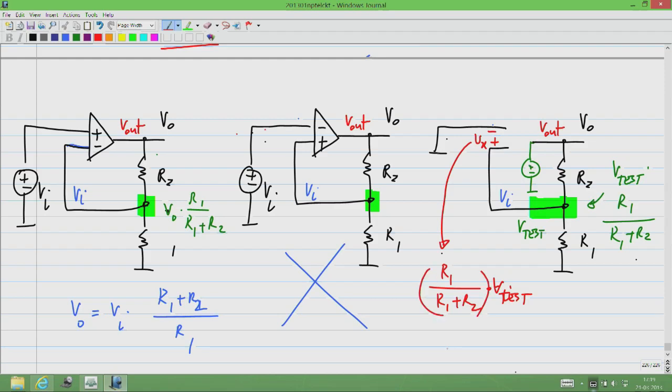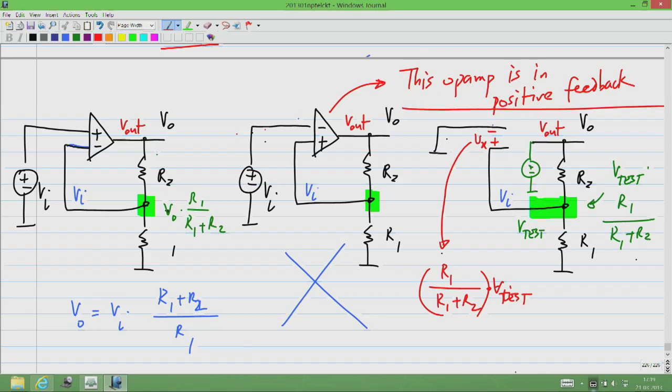Okay, so it's a positive number times Vtest. So that means that in this circuit, I mean this op amp, is in positive feedback. Okay, so if it's in positive feedback, then this virtual short assumption simply does not apply. Okay, is this clear? So it's an extremely important thing.